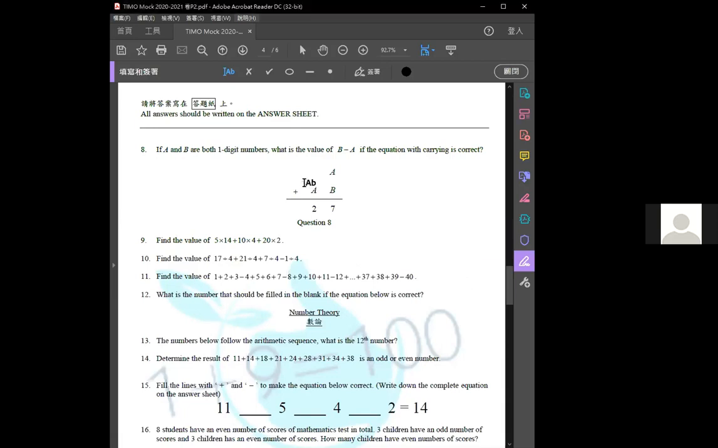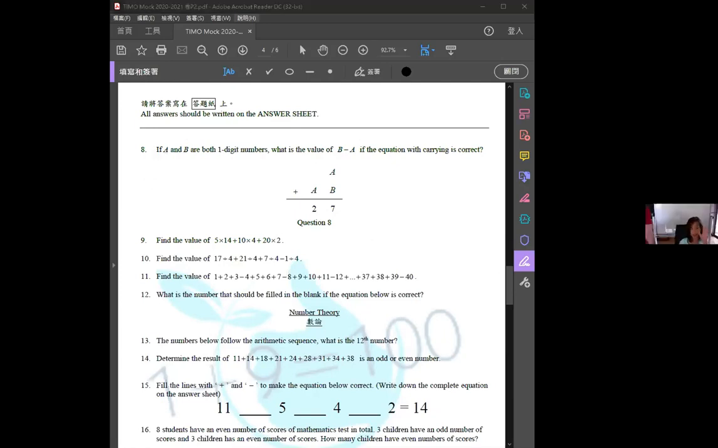So in this case, let's assume A is 1. So if A is 1 here, then B, even if it's the largest, 9, the answer will be 20. So it doesn't make sense. So in this case, A must not be 1, A must be 2. So we know that A is 2. In this case, B definitely must be 5. It's very easy to understand: A is 2, 20, and then A is 2 here. So 27 minus 22, B is 5. So since B is 5 and A is 2, B minus A is 3. So that's the answer for question 8.